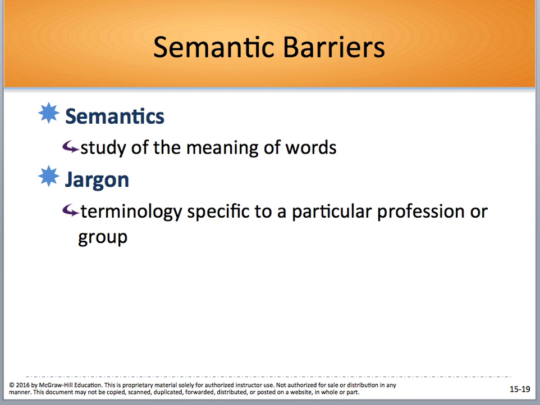So let's look at our semantics. I mentioned this briefly earlier. Semantics is the study of the meaning of words. What does a word mean exactly, and how the word that you use and what you believe the meaning to be compare with what the recipient believes it to be. And then jargon is terminology specific to a particular profession or group. So we have legal jargon, medical jargon, business jargon, sports jargon, football jargon, basketball jargon, so on and so forth.